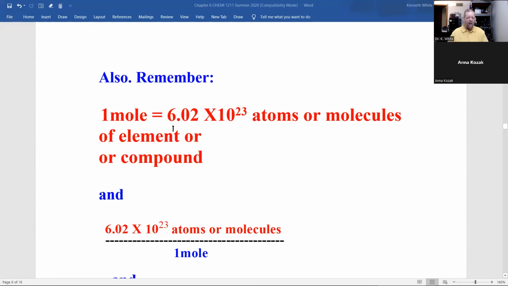So a mole is 6.02 times 10 to the 23rd atoms of an element or molecules of a compound. Remember, 6.02 times 10 to the 23rd is Avogadro's number.